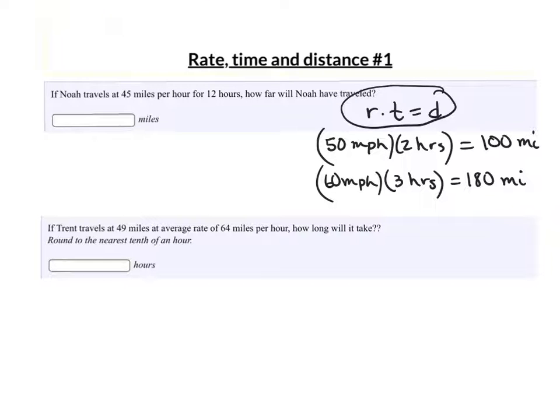So this first one, they give you the rate, and they give you the time, and we know that rate times time is distance. So if I go 45 miles per hour for 12 hours, we take rate times time to get the distance. And 45 times 12 is 540. 540 miles.